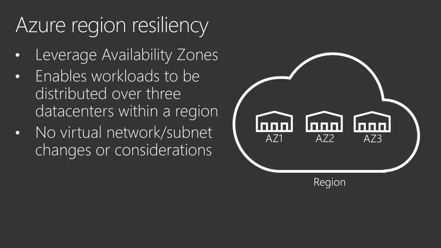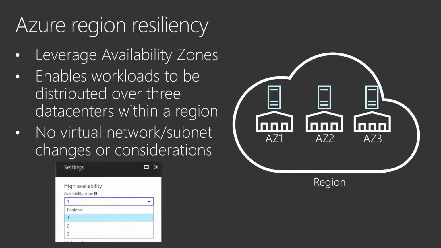The good thing about the availability zones is you don't need any change on the virtual network, because when you set up a virtual network on that region, it will grow across the three data centers using network virtualization. So this is how you can set up your availability zone, if you want only regional, or within one data center, two or three data centers.